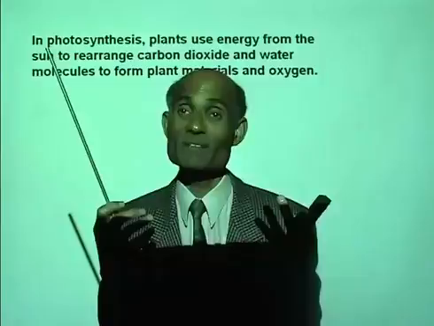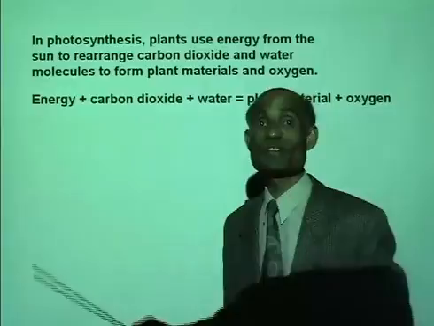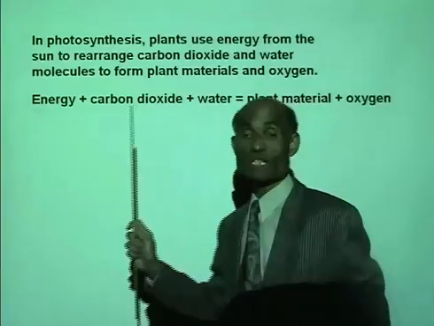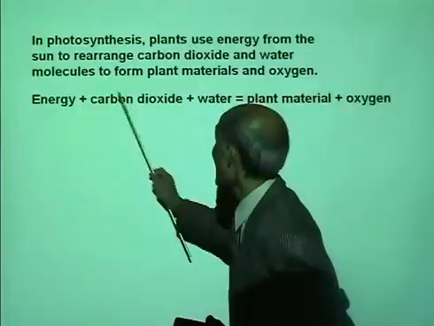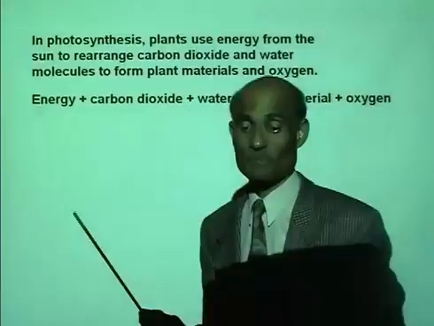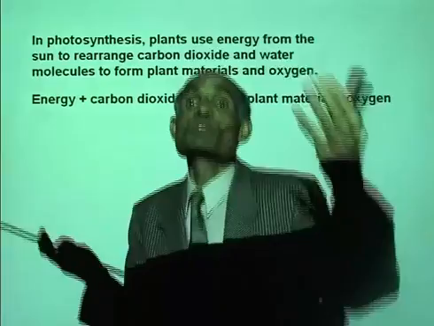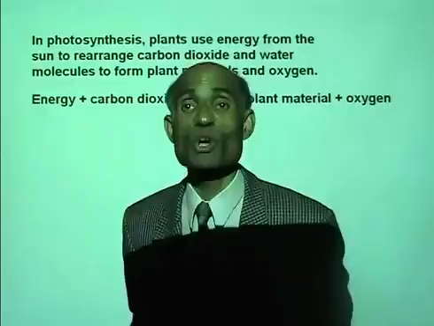So look at the equation there for photosynthesis. Energy plus carbon dioxide plus water. Plants use energy from the sun, carbon dioxide from the air, water from the soil, and it produces plant materials and oxygen. All right? Now this is nature's balance. We pollute the air, plants clean it up. So plant a lot more trees so that they can do a better job.